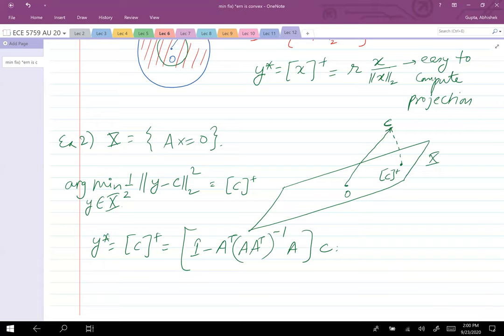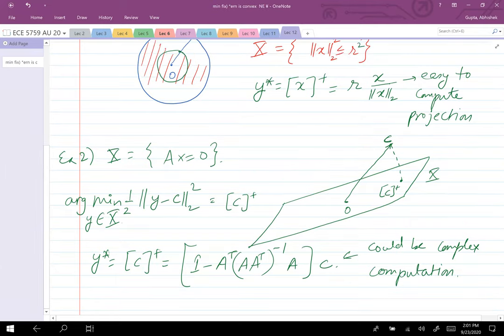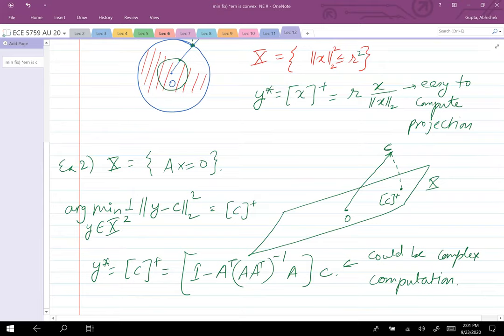Is this a complicated projection or easy projection? Depends on how big the matrix A is because of the inverse. Right. So if matrix A is big, then this is a very complicated projection. So you have to multiply matrices, then you have to take an inverse, then you have to do some more computation, then you have to multiply it by a vector. So this could be complex, depending on the size of A. So as you can see, some projections are easy, some projections are difficult, but nonetheless, projections can be computed in closed form for a large variety of systems.